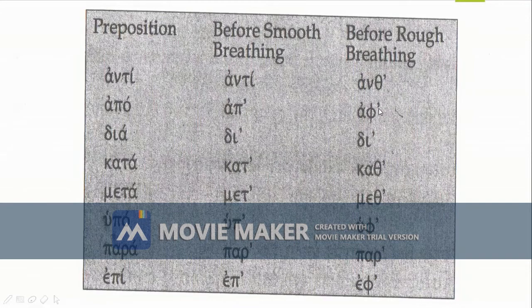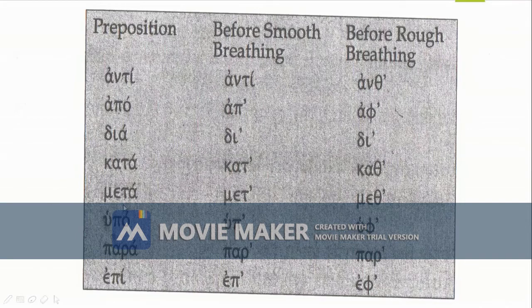And before rough breathing, it becomes af. So instead of pi, you change it to phi. Next, for dia, before smooth breathing, it is d. And the same is true with rough breathing, d. For kata, before smooth breathing, it's kat, with a tau. And before rough breathing, it becomes kath, with a theta.